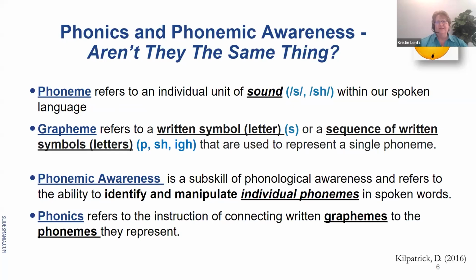But to further understand the difference between phonics and phonemic awareness, let's talk a little bit about phonemes and graphemes. So a phoneme refers to an individual unit of sound in our spoken language. A grapheme, on the other hand, refers to a written symbol. In English, this would be our letters, or sequence of symbols. So it can be more than one letter, such as the letters P, SH, or the letters IGH, that are used to represent a single sound or a single phoneme in our language.